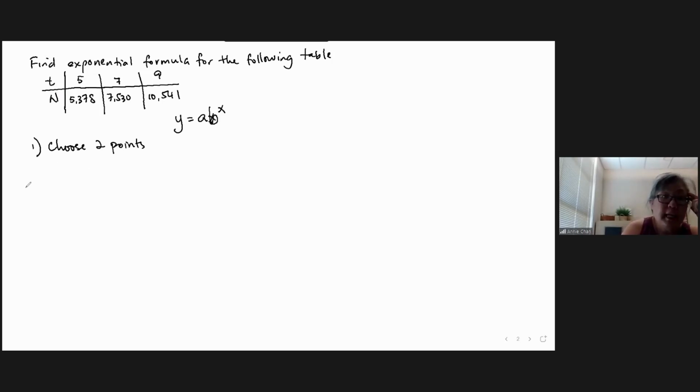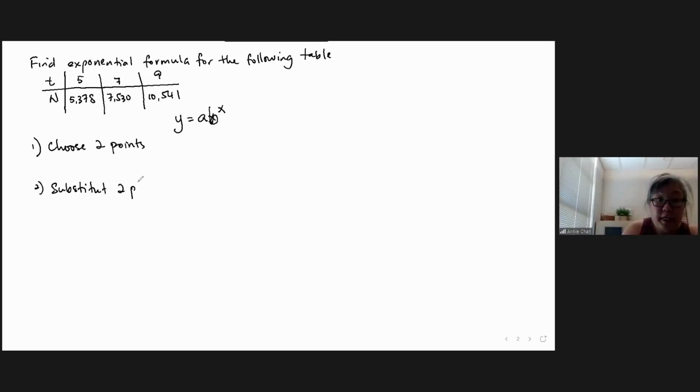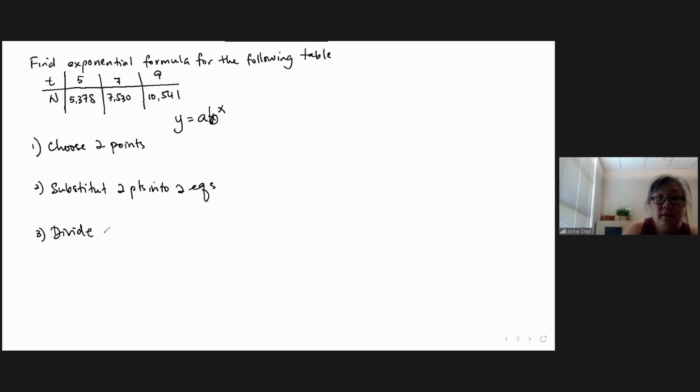So choose 2 points. And then what's the second step? What do I do after choosing 2 points? You substitute the 2 points into 2 equations. And then what do you do? You divide one equation by the other.